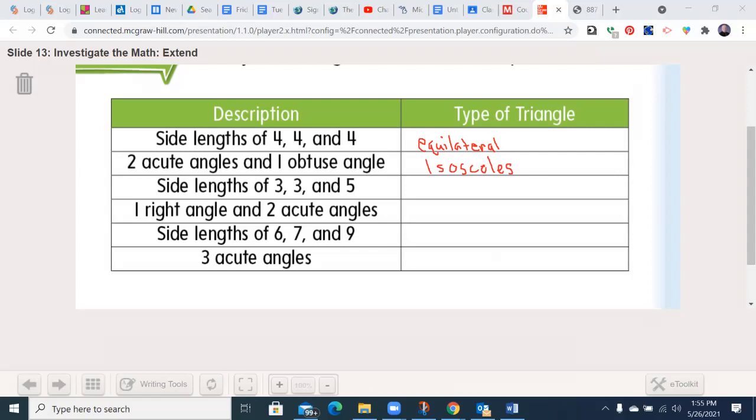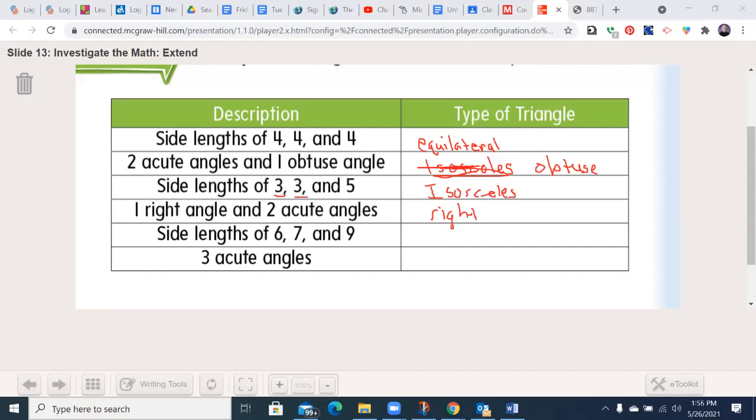Side lengths of 3, 3, and 5. Sorry, I got ahead of myself here, friends. One obtuse angle, that means it's an obtuse triangle. This one over here would be isosceles. Sorry about that error. Next year we'll make this episode better. And it's isosceles because it has two side lengths that are congruent. One right angle and two acute is going to be a right triangle.